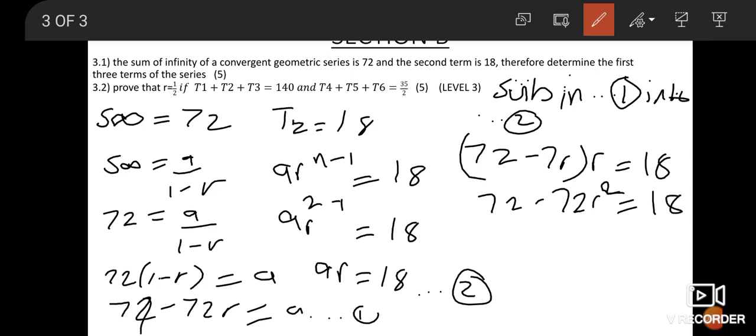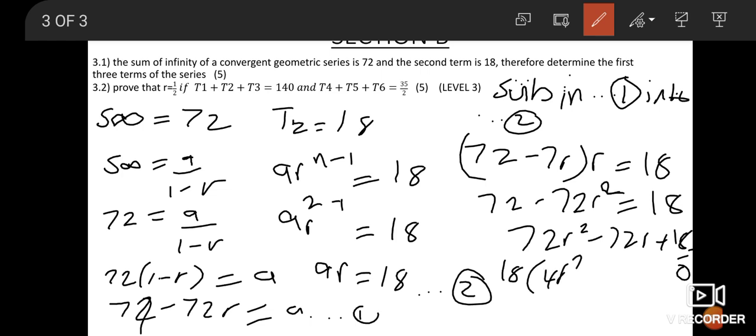And then multiply it out, and we take both numbers to that side, so it's going to be 72r squared minus 72r plus 18 equals 0. So now we can simply punch this into a calculator, or we can just take out the highest common factor, which is 18. So it's going to be 4r squared minus 4r plus 1 equals 0.